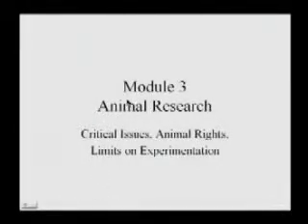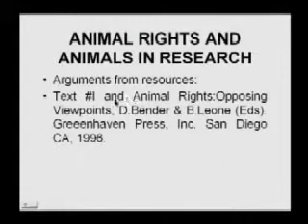We now begin the lecture for Module 3 on animal research, and we will consider critical issues, animal rights, and limits on experimentation. The information that we will discuss on animal rights and animals in research will originate from arguments from these resources. The text number 1 listed on our syllabus, as well as Animal Rights: Opposing Viewpoints by Bender and Leone, Greenhaven Press, 1996.